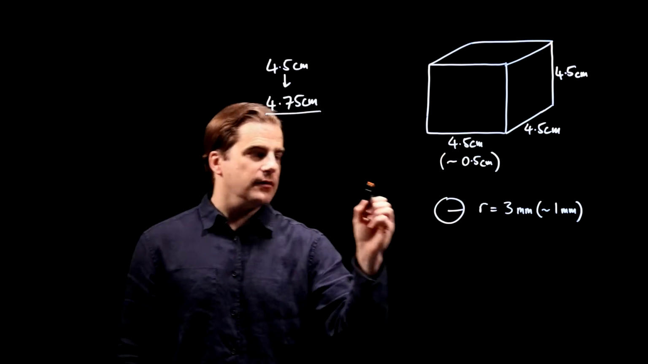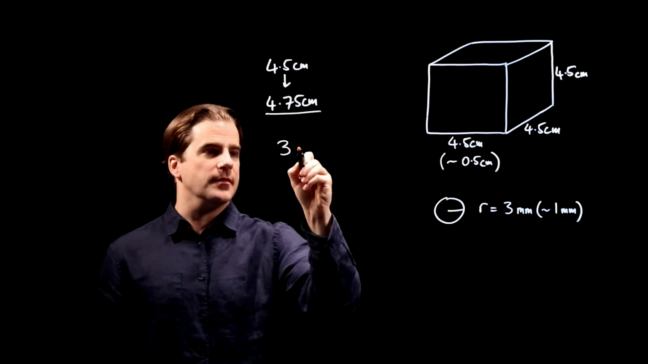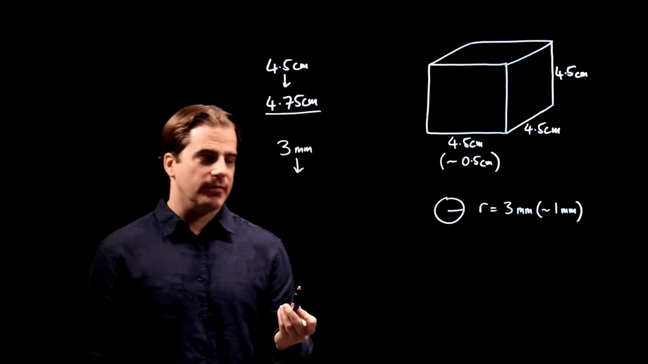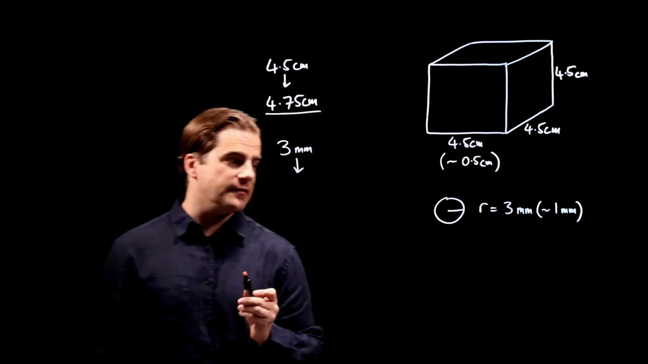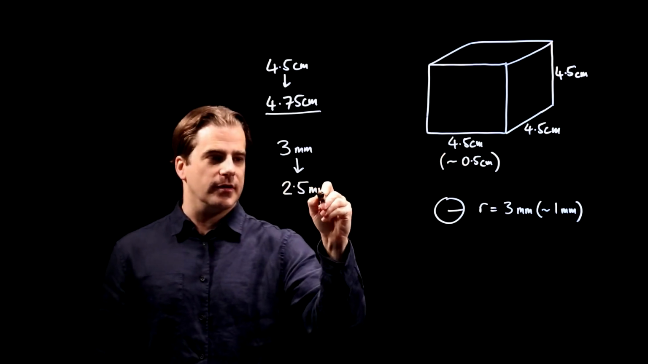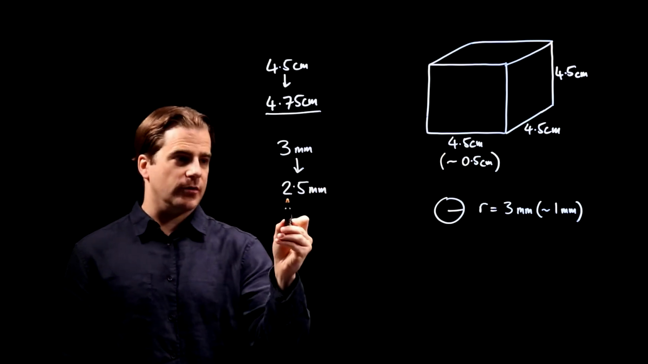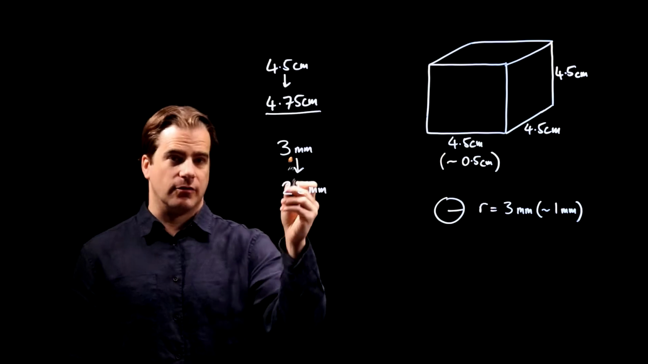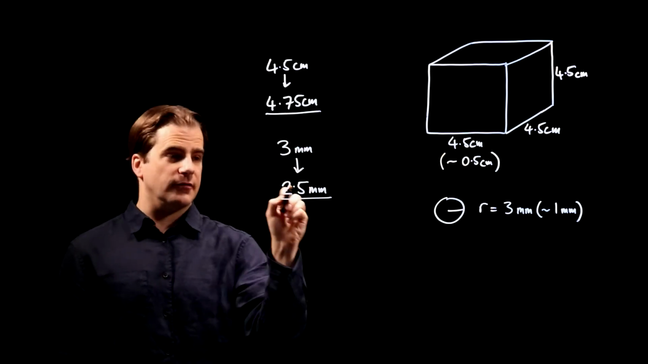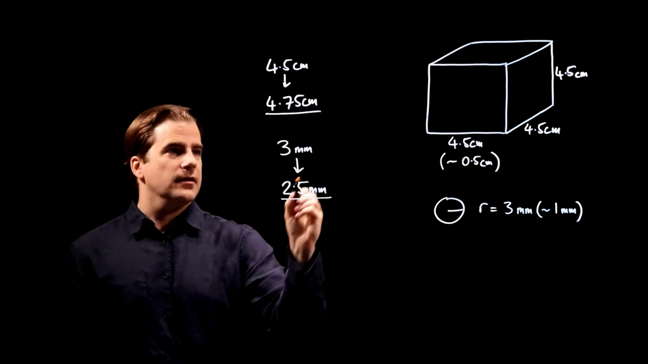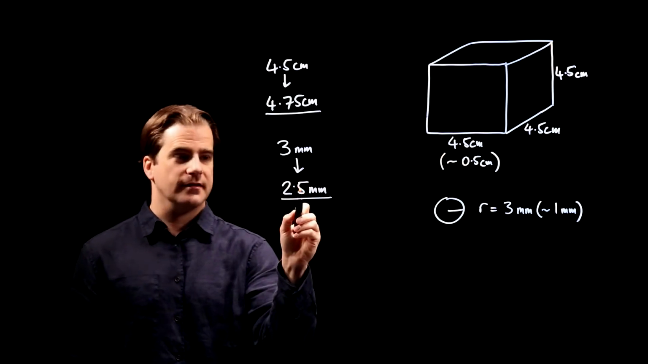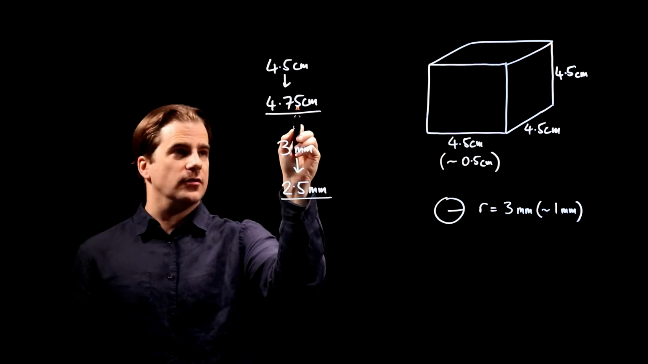And likewise, we're told that the sphere's radius is 3 millimeters, and we want to make that as small as we possibly can. So to the nearest millimeter, it must therefore be 2.5 millimeters. Anything lower than 2.5 would be rounded down to 2 millimeters, not 3. So 2.5 is the minimum possible radius. Okay, so we've maximized that, we've minimized that. And now we can work out how many spheres with this radius we can get out of a cube with that side.